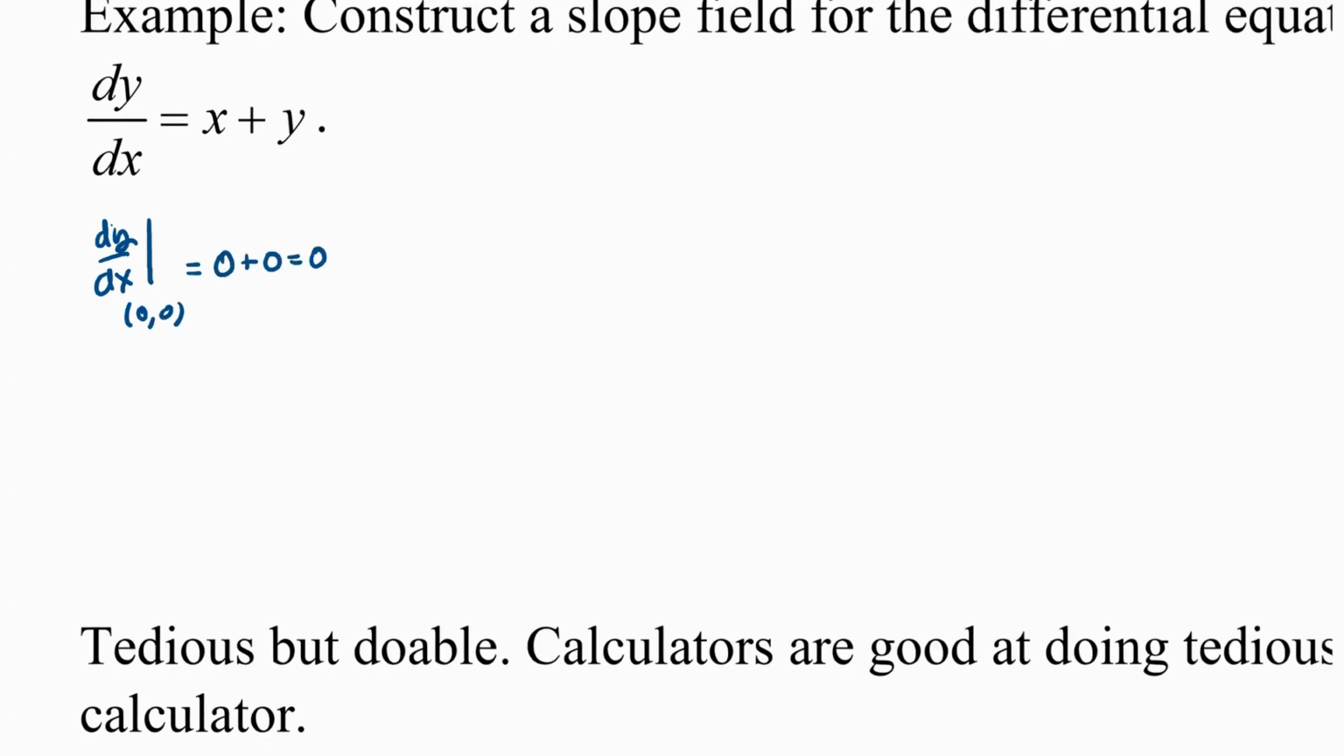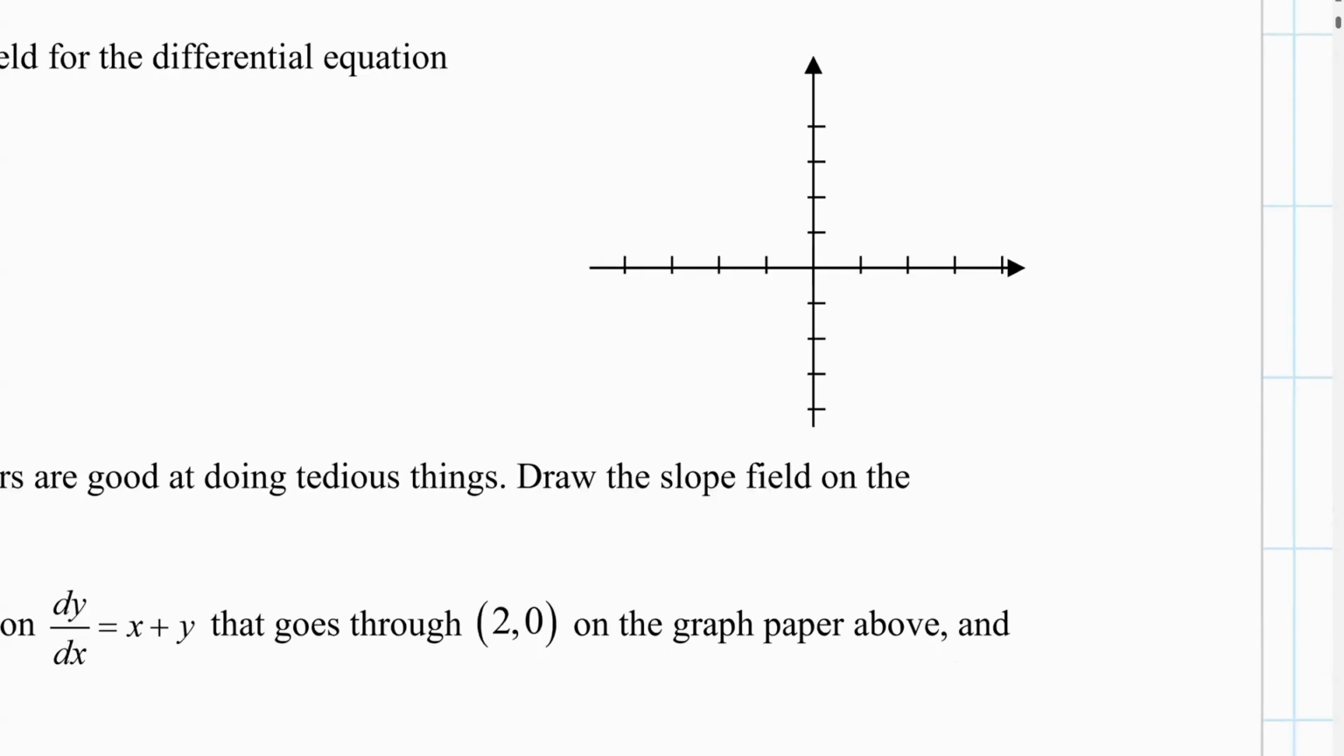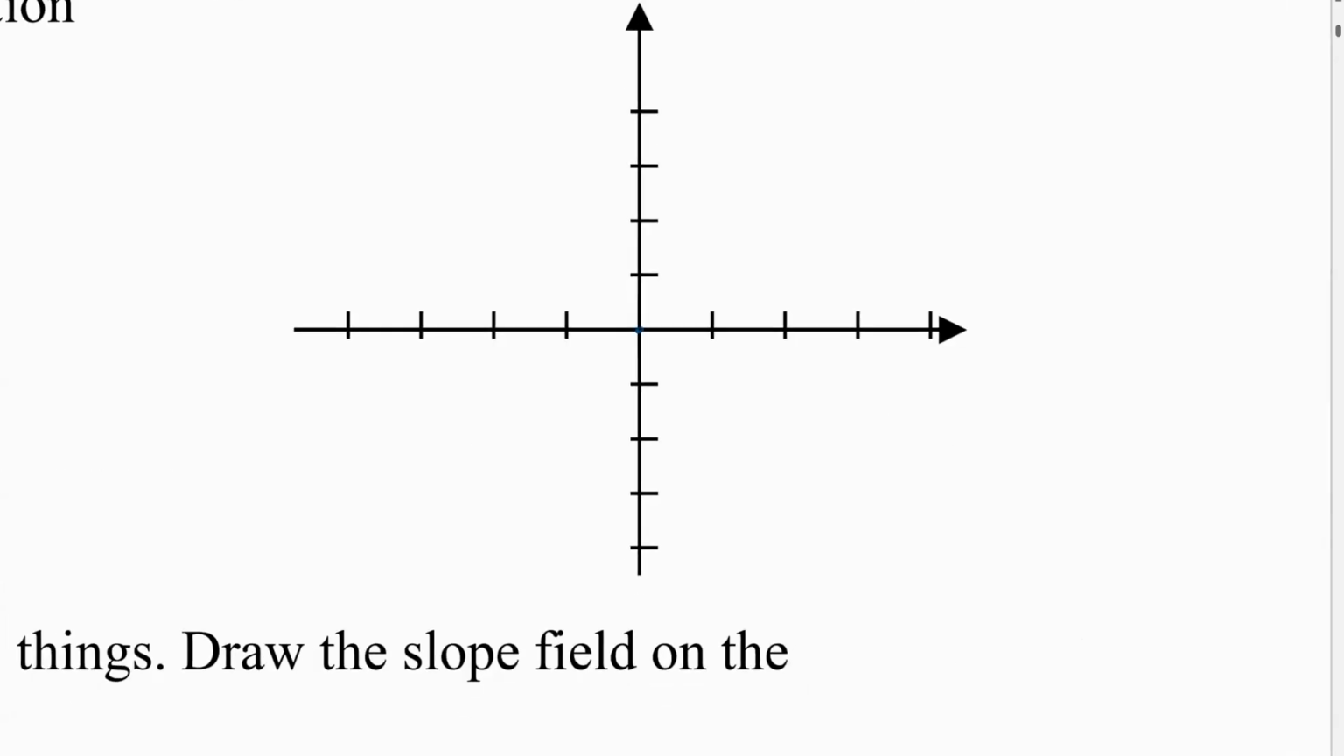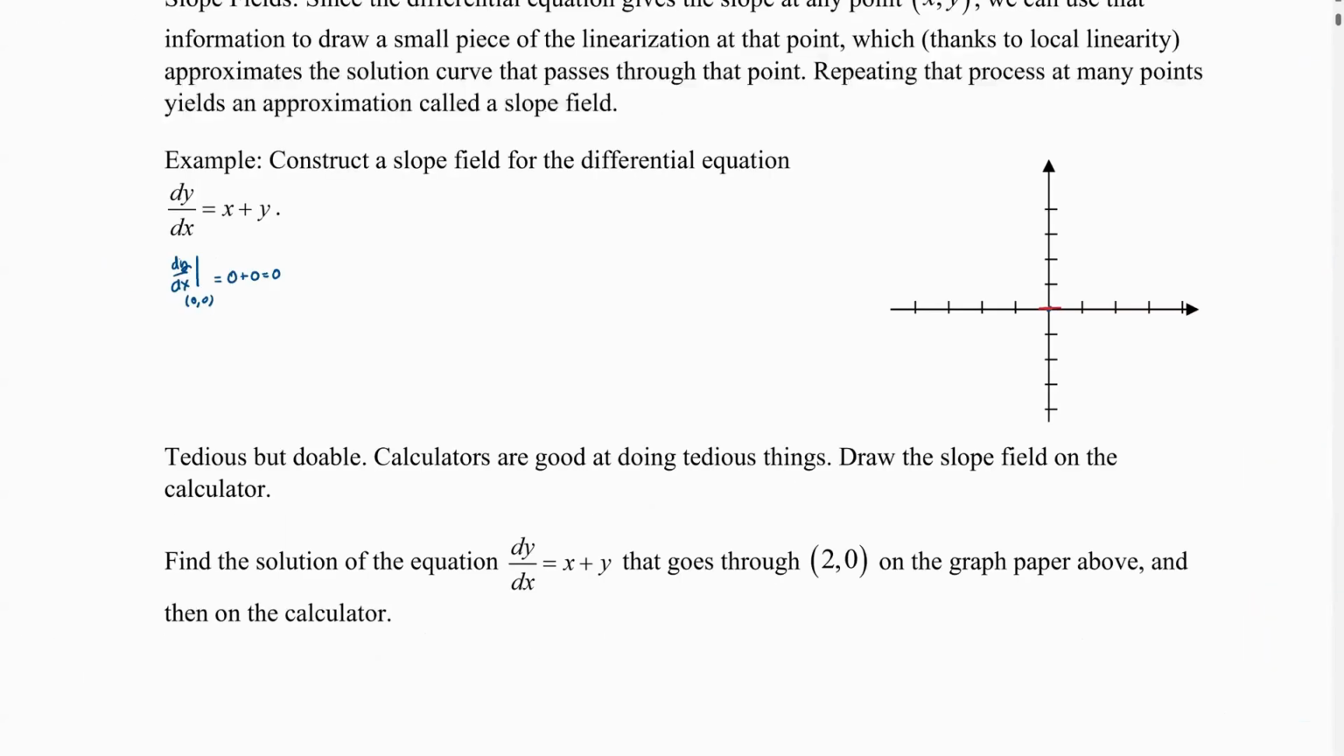Let's take that information and put it on the graph. Let's say right here, there's (0, 0). And then, let me change this to red so it pops a little bit. Let's put in a line with slope 0, a horizontal line. Oh, that was so much fun.